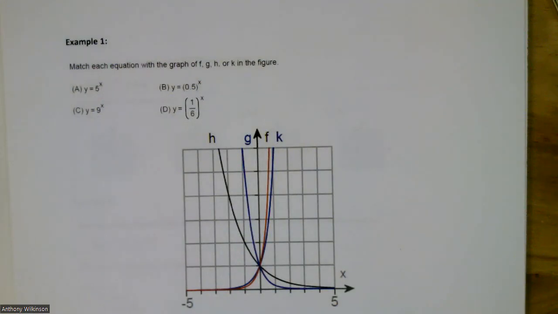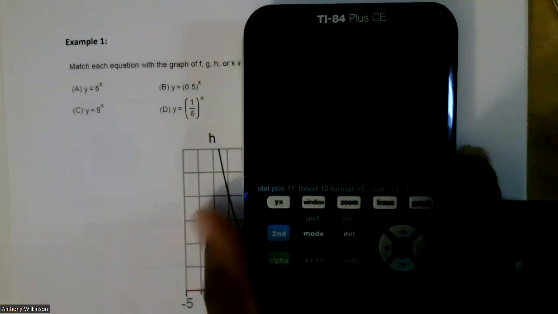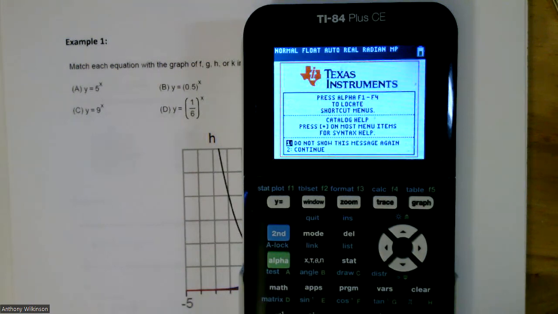Okay. Now let's look at some examples of how to identify which of these graphs fits the ones that we have here. Here we've got graphs F, G, H, and K, and we want to match the equation with the graph that's given in the figure, like y is equal to 5 to the x. And sometimes it can help to put this in the calculator if you like.